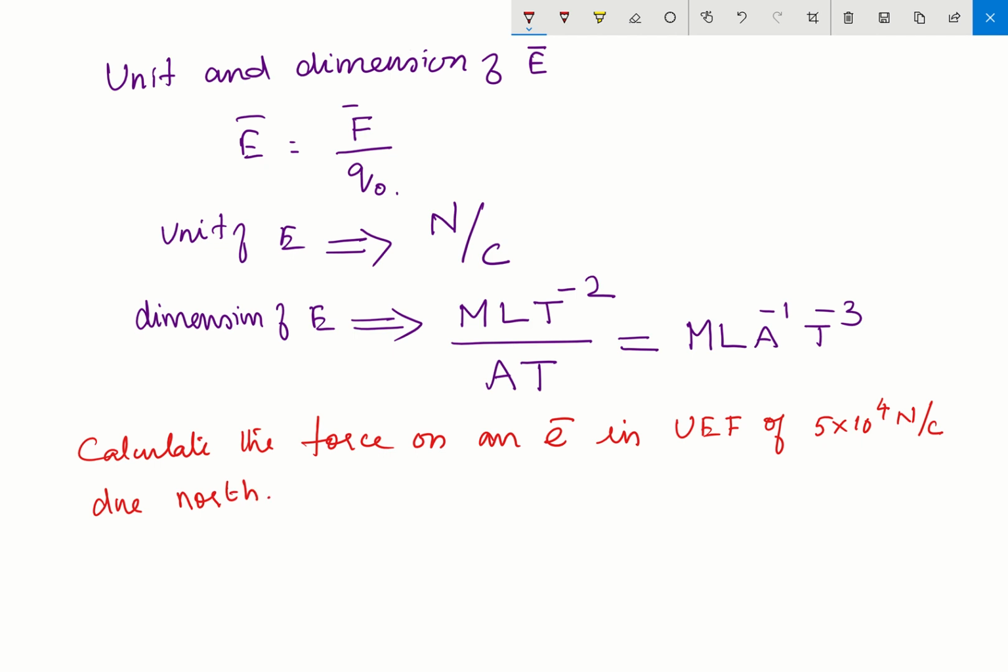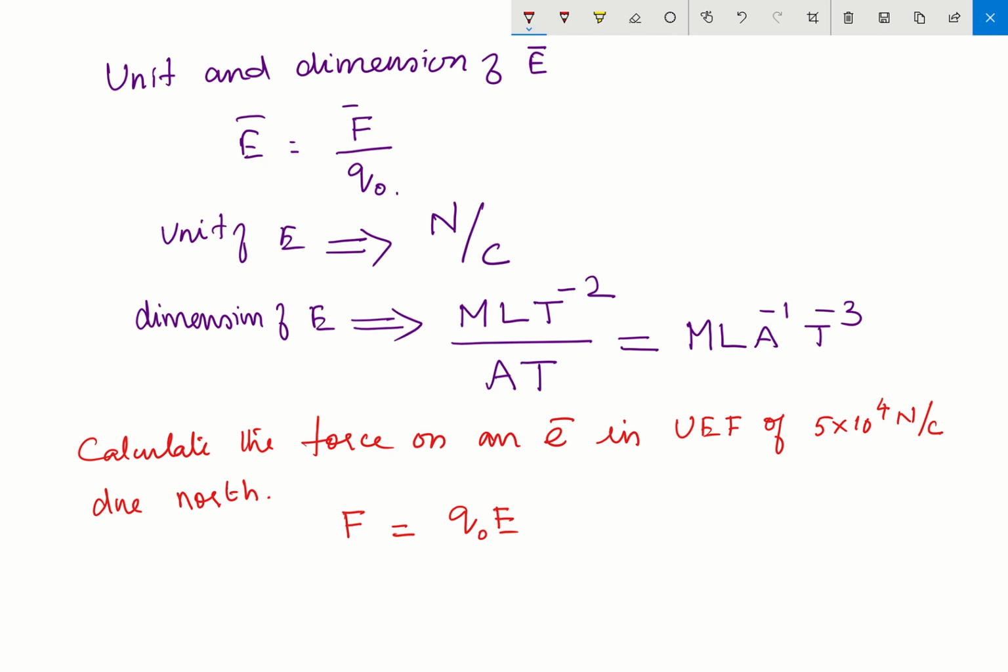So, this is the question. Calculate the force on an electron in a uniform electric field, value is given, due north. Therefore, what is force F? You are asked for force F. Therefore, F is equal to Q naught into E, correct? Magnitude.